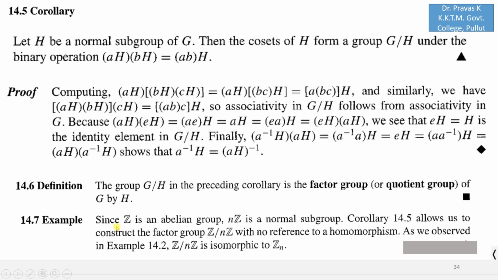As an example, when Z is an abelian group, you can see that nZ is a subgroup of it and hence it is a normal subgroup. Since nZ is a normal subgroup, you can have Z over nZ to be the factor group of Z by nZ. We now continue this section in another video.